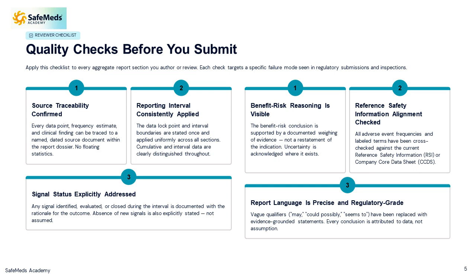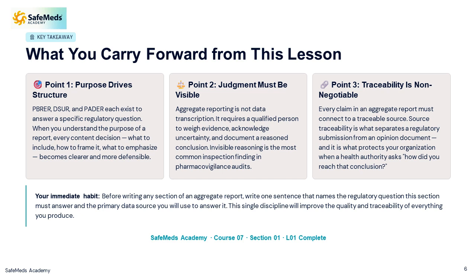Before you hit submit, it's vital to run some quality checks to prevent common failure modes. First, ensure every single data point is traceable to a named source document. Second, verify that your reporting interval and data lock points are applied uniformly. Third, make sure any signals, whether identified, evaluated, or closed, are explicitly addressed with clear rationales. Even the absence of new signals needs to be stated. And of course, double-check that your benefit-risk reasoning is fully visible and that everything aligns perfectly with your reference safety information.